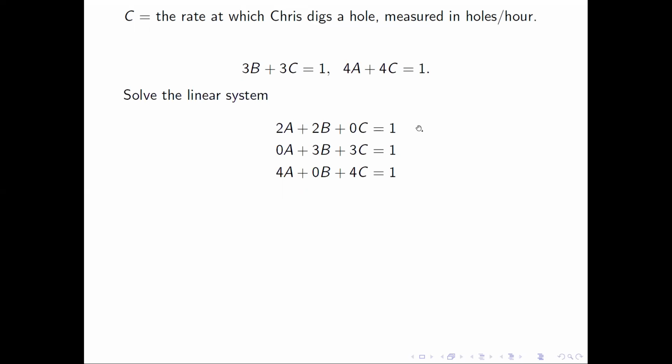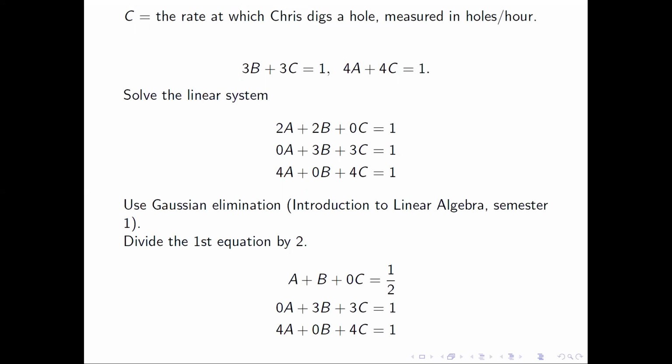To find A, B, and C, we need to solve this linear system. And this system is really easy to solve and can be solved in many different ways. But let's solve it here using Gaussian elimination, which we will discuss in semester 1 in Introduction to Linear Algebra. So we might as well make a start on it now. Gaussian elimination says the first thing you need to do is look at this term up here at the top left and make its coefficient equal to 1. So in our case, it's 2, so divide the first equation by 2.